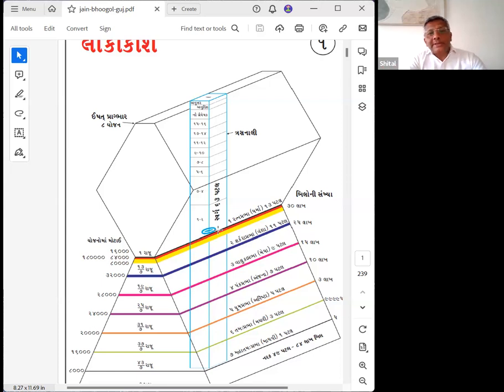It's important to understand Jambu Deep because once you understand it, you will also be able to understand the other 2 islands, the islands of Dhatkikand and Pushkar Dweep, because the way those islands are made up is exactly the same as the island of Jambu Deep. Once you have comprehended Jambu Deep, you will be able to understand the other 2 islands very easily because they have very close similarities.